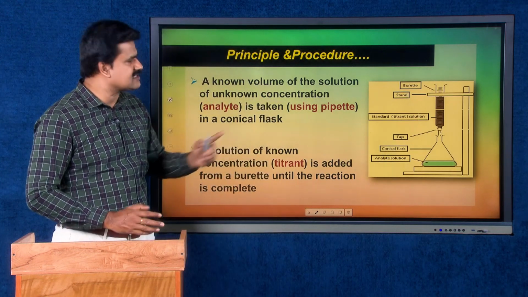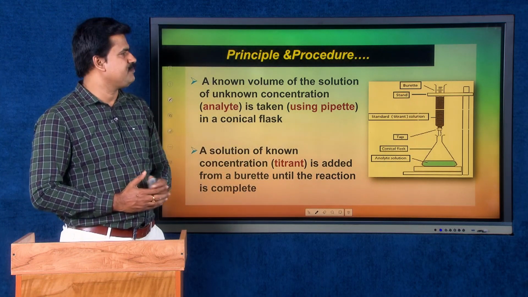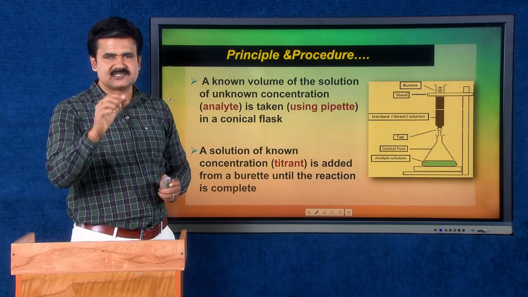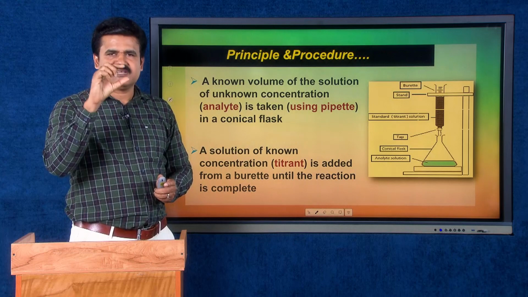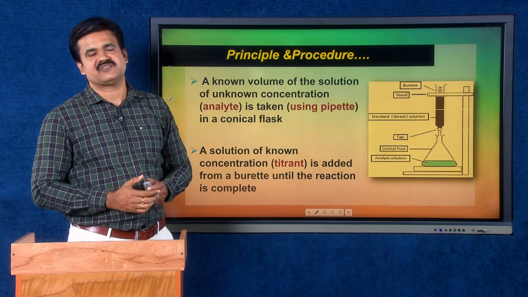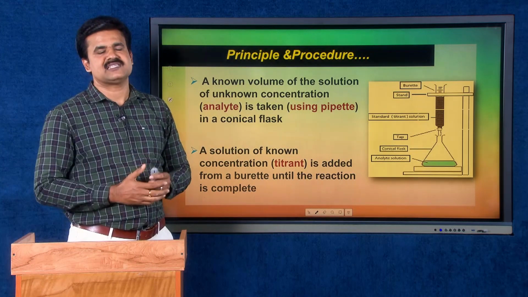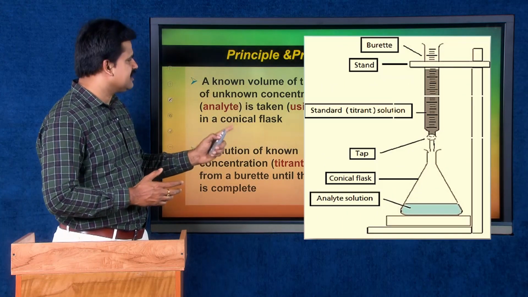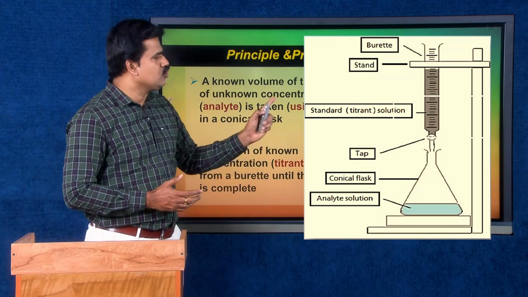The conical flask contains the analyte solution, and above it you can see a burette. A burette is a glass tube. Generally, it can be loaded with 50 ml of the sample. This is the normal capacity of a burette, and the burette is filled with the titrant.